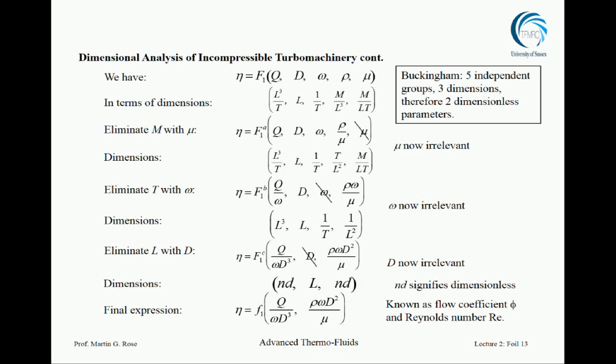D is now the only term in the equation which has the dimension of length in it, so it doesn't belong, it has to be thrown out, and we cross it out. And we end up with two: the efficiency of the machine is a function f1 of Q over omega D cubed and rho omega D squared over mu. These two terms have names. The first is known as the flow coefficient, being volume flow rate divided by something. And the second is indeed the Reynolds number that Osborne Reynolds proposed.